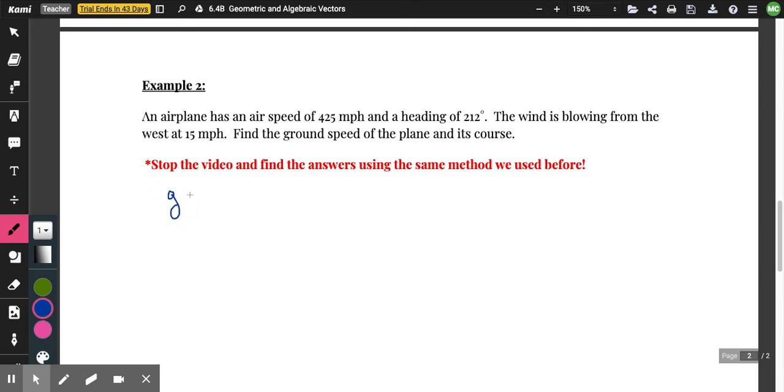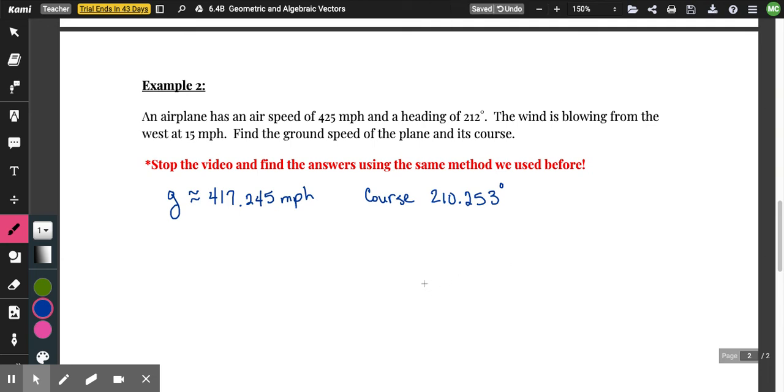All right, you should have gotten, for the ground speed, approximately 417.245 miles per hour. And for the course, you should have gotten 210.253 degrees.